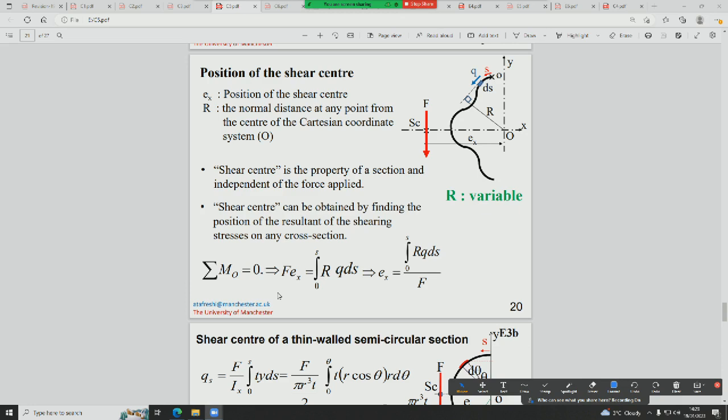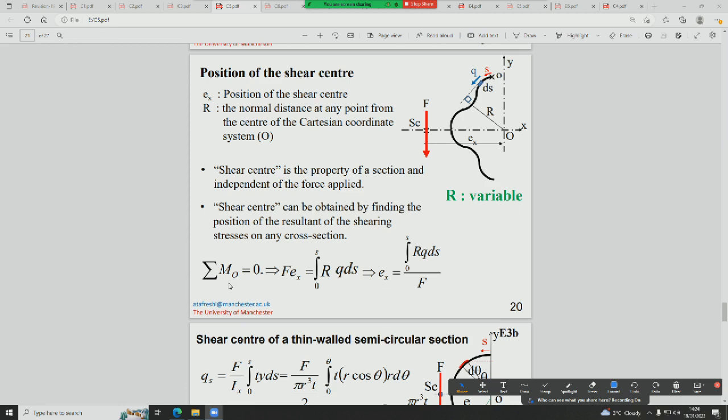Okay. So this is a moment, and this is a moment. Then you want to find ex. You divide a moment by a force. Yes, this is the force applied here. ex is the distance of the coordinate of the shear center. And it is up to you which point you want to find the moments with respect to. It doesn't make any difference.